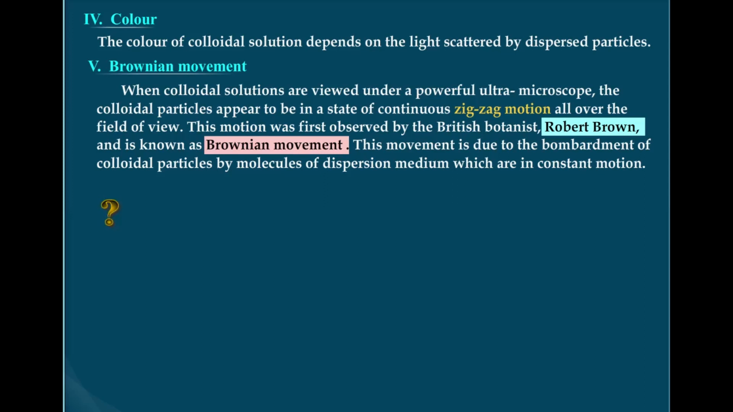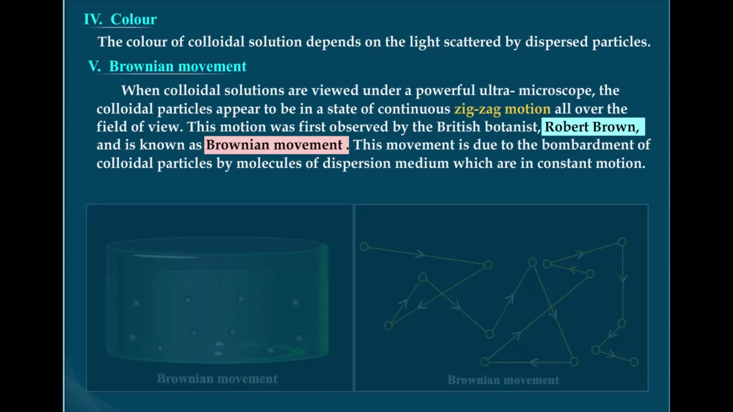When colloidal solutions are viewed under a powerful ultramicroscope, as you can see here, the colloidal particles appear to be in a state of continuous zigzag motion all over the field of view. This motion was first observed by Robert Brown and is known as Brownian movement. This movement is due to the bombardment of colloidal particles by molecules of the dispersion medium, which are in constant motion.